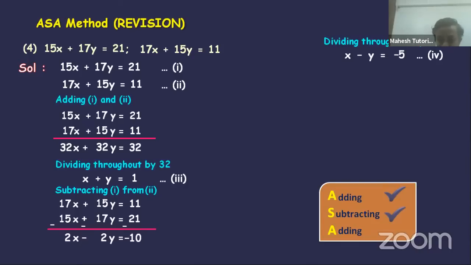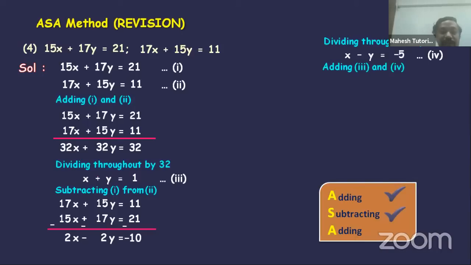I hope so, students. The first two steps of ASA, that is adding and subtracting, is clear to everyone. Now moving towards the third and the last step, that is again adding. तो सर अभी वापस हम ऐड करेंगे equation number 1 and equation number 2. No, students. In the third and the last step of adding, we are going to add the two new equations that we have got. That is equation number 3 and equation number 4. So we are going to add equation number 3 and equation number 4, students.